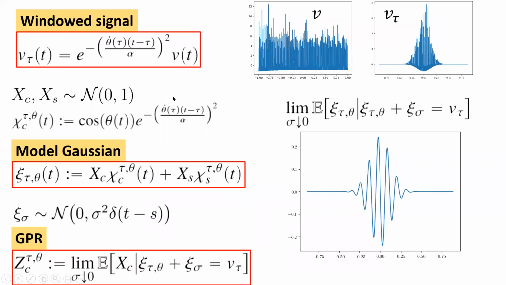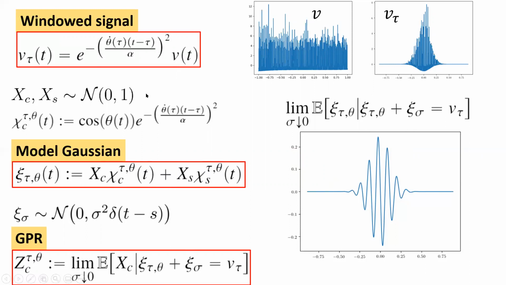The approach that we take to do this is we take a windowed version of V. So in this case, tau is the center of the Gaussian window. The width of the window depends on the instantaneous frequency as well as hyperparameter alpha. Right, and this is just a windowed version of V. The model Gaussian that we select looks like this.